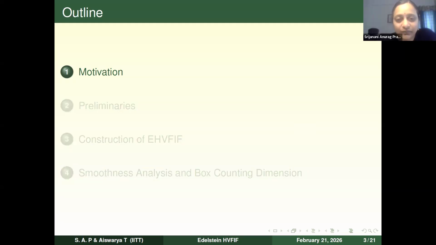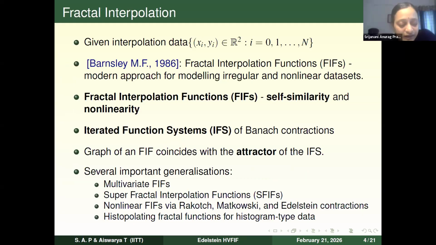In general, we know that given any interpolation data, Barnsley gave the method of fractal interpolation, and it is a modern approach to model irregular and nonlinear data sets. The fractal interpolation function inherently captures self-similarity and non-linearity. This construction was based on an iterated function system consisting of Banach contractions, and the graph of an FIF coincides with the attractor of an IFS.